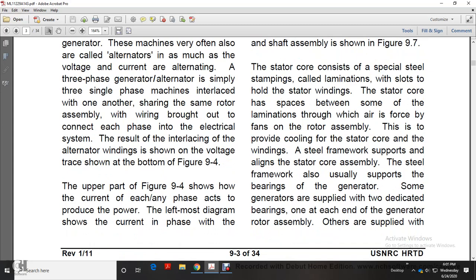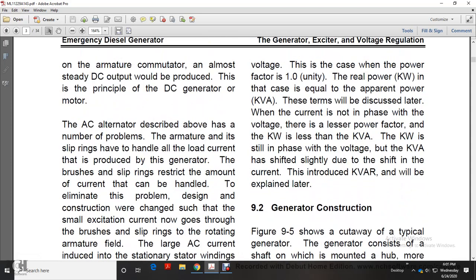The upper part of figure 9.4 shows how the current in each phase produces the power. The leftmost diagram shows the current in phase with the voltage, in this case a power factor of 1.0, unity, where the real power in kilowatts equals the apparent power in kilovolt-amperes. This term is discussed later. When the current is not in phase with the voltage, there is a lesser power factor, and the kilowatts are less than the kilovolt-amperes. The kilowatts are still in phase with the voltage, but the kilovolt-amperes have shifted slightly due to the shift in the current. This will be explained later.